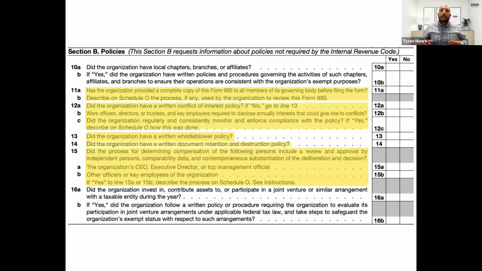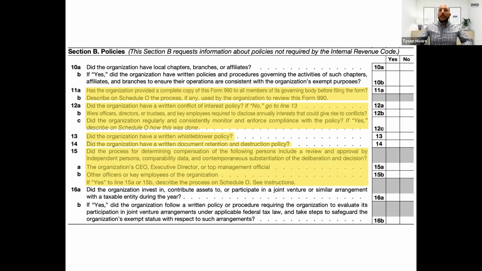And line 13 asks about a written whistleblower policy. Line 14 asks about document retention policy. So these two policies here, the whistleblower and the document retention policy, really should be in place by all nonprofits.